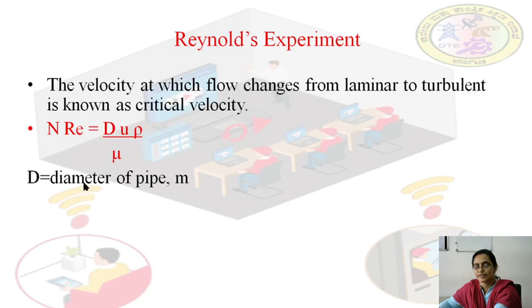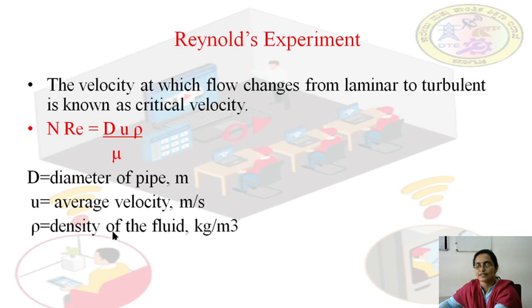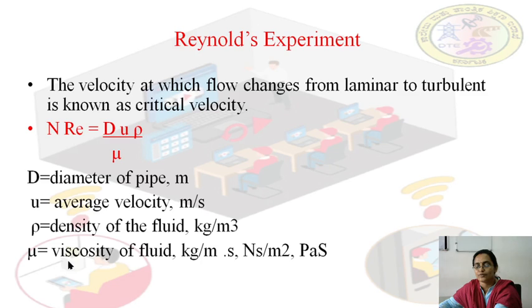namely the diameter of the pipe D, expressed in meter, u, the average velocity in meter per second, rho, density of fluid in kilogram per meter cube, mu, viscosity of fluid, in kilogram per meter second, or Newton second per meter square, or Pascal seconds. NRe or Reynolds number is equal to d u rho by mu.